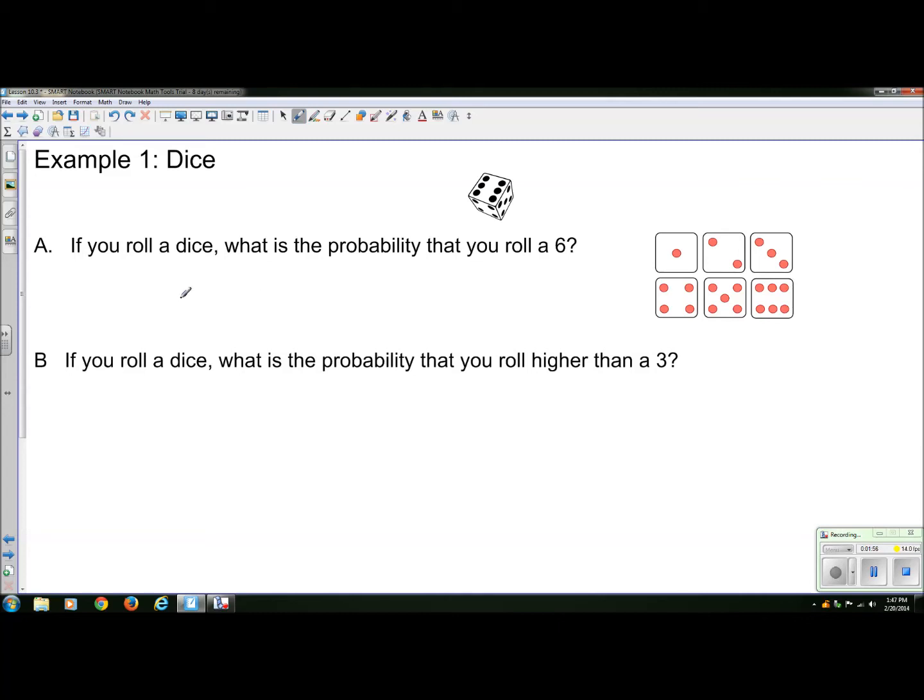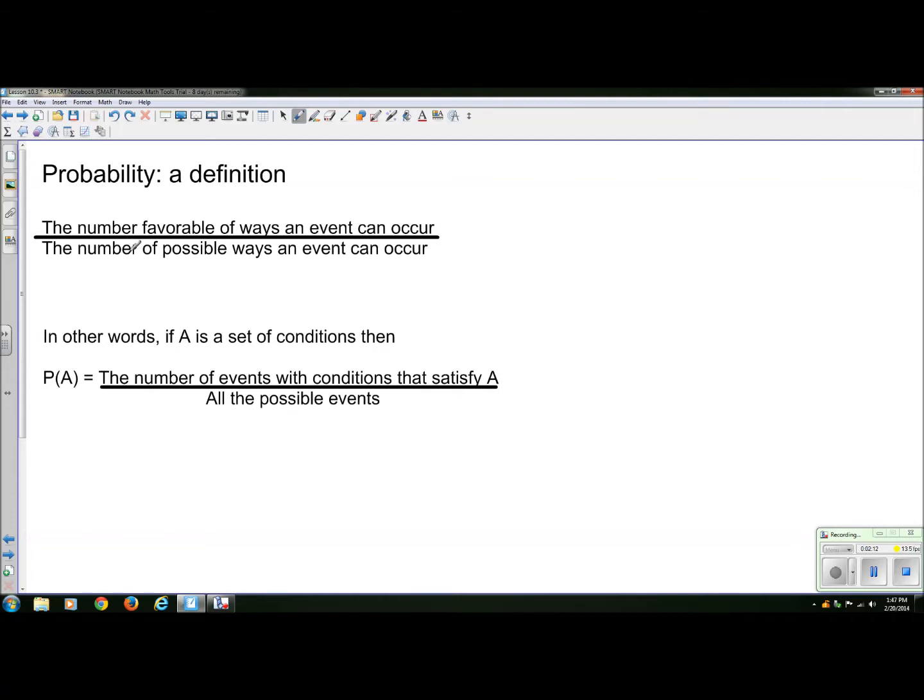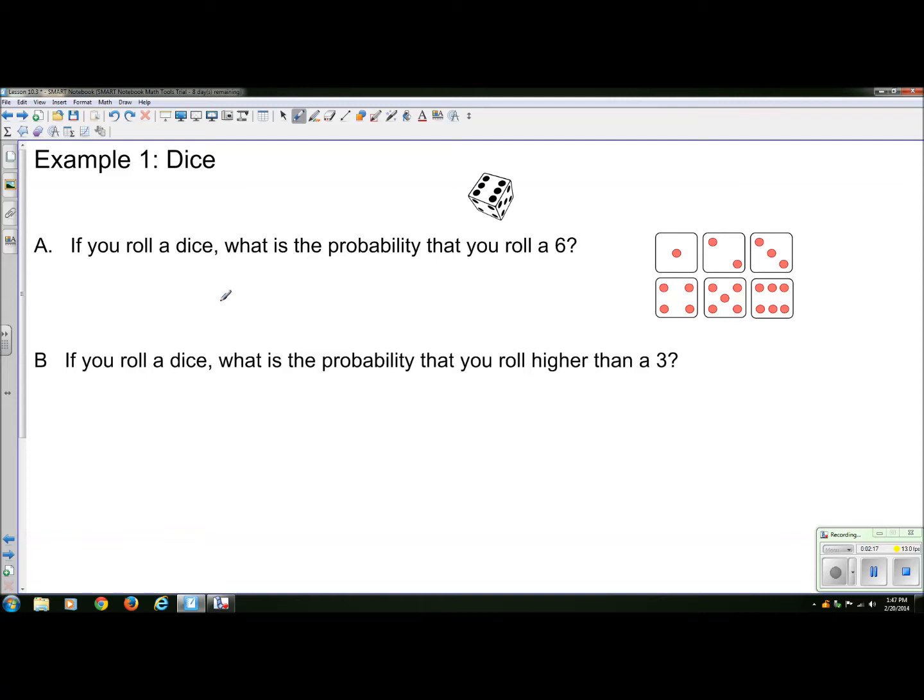So if we look at part A and ask ourselves, if we roll a dice, what is the probability that we roll a 6? Basically what we're going to do here is collect all the events that are favorable and divide that by all the total possible events, as our definition of probability suggests. Well, what's the favorable event? That's us rolling a 6. And what are all the events? Well, that's us rolling a 1, or possibly a 2, or a 3, or a 4, or a 5, or a 6.